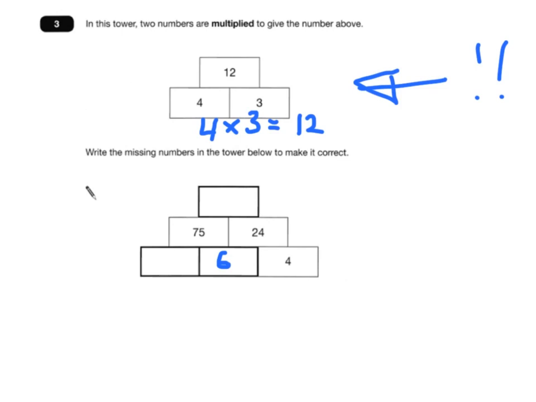Well, the way to find out what that something is for this box here is to say what's 75 divided by 6, or 75 over 6. Let's work that out. You can use long division here. The way I would think about it is 75 divided by 3 is 25. So 75 divided by 6 will be 12.5.